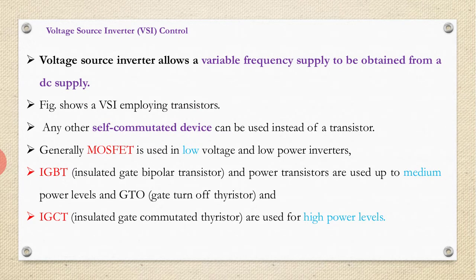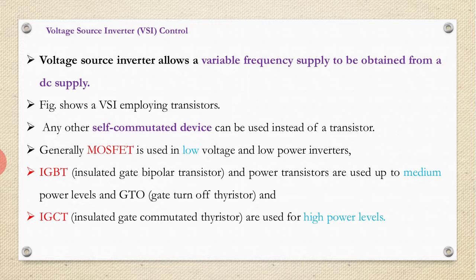So the voltage source inverter allows a variable frequency supply to be obtained from a DC supply. Basically, we are giving DC as an input and we are getting AC supply. So the voltage source inverter converts DC to AC, and it allows us a variable frequency supply. As I explained in module 3 about the variable frequency concept, variable frequency is required to get the torque capability.